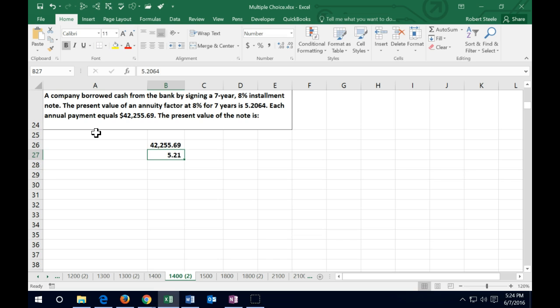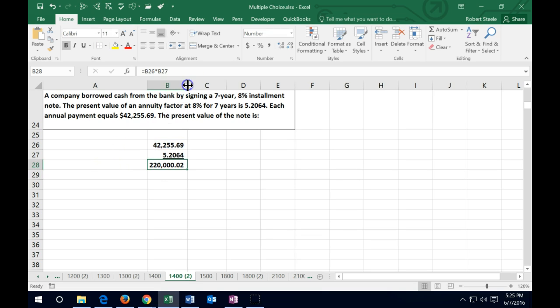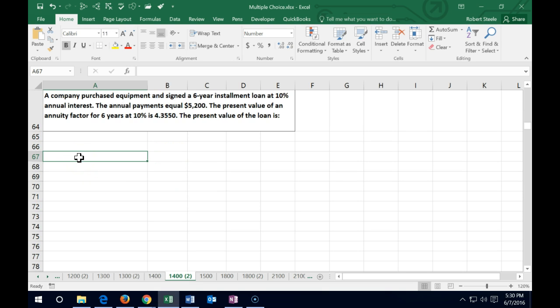5.2064. That's the amount we would find in an annuity table based on 7 years. If we found the table would have 7 years and then 8%, and that would be at that section. We're going to go to the Home tab, Numbers, add the decimals so we can see all those decimals. Going to go to the Home tab, Font, underline that. And then we'll just multiply that out, 42,255.69 times 5.2064, and we get a number too large for the cell, which happens to be 220,000 and 2 cents.